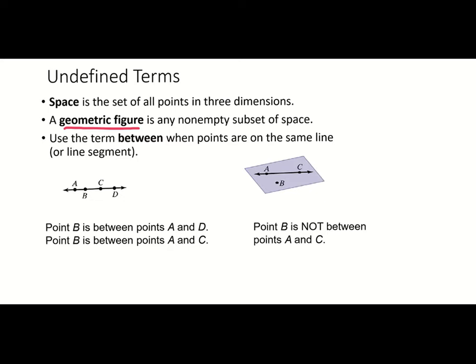Then we have the term between, so this is actually our third term on this page, and the term between is used when any points are between 2 points on the same line or a line segment. So here, if you look, we have points A and C. B is between those 2 points. Or if I look at points A and D, B is between A and D, and also C is between A and D.